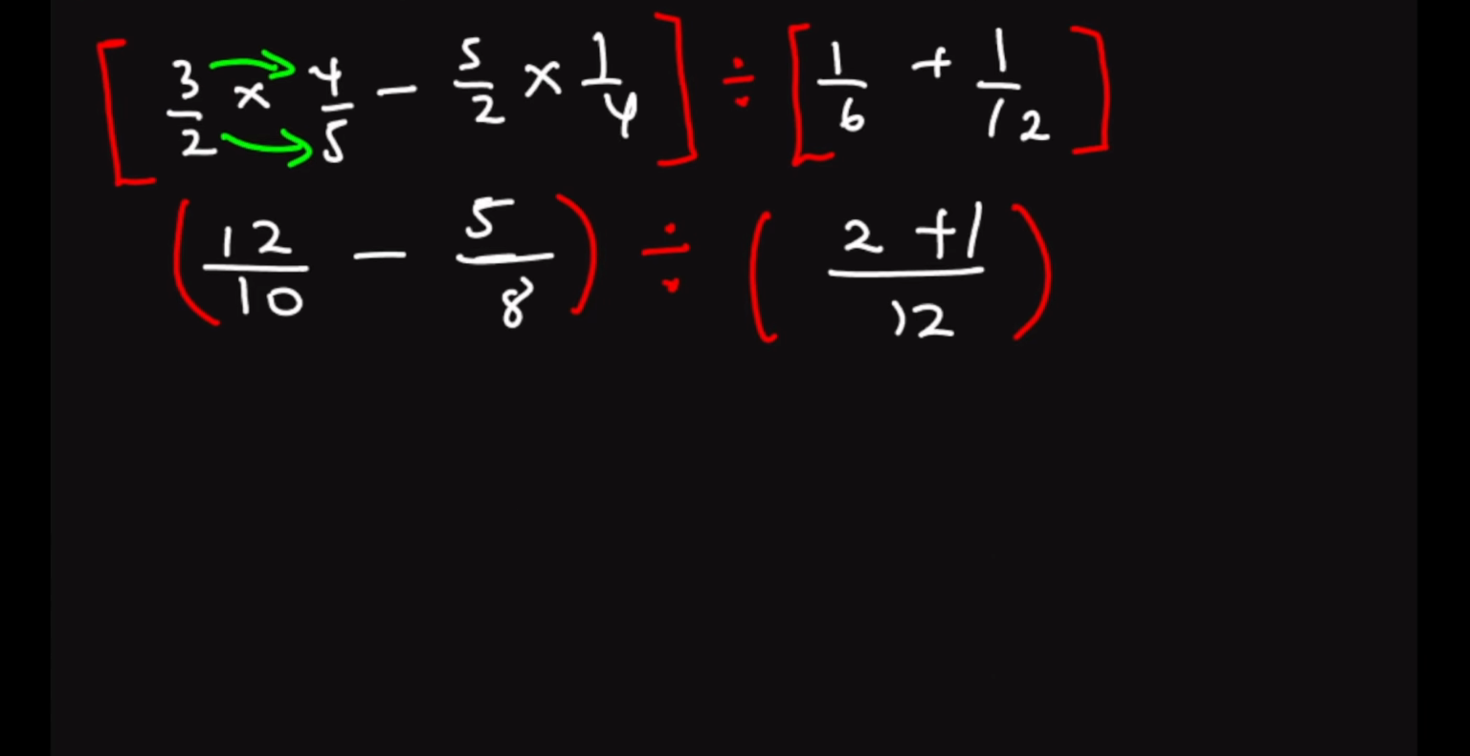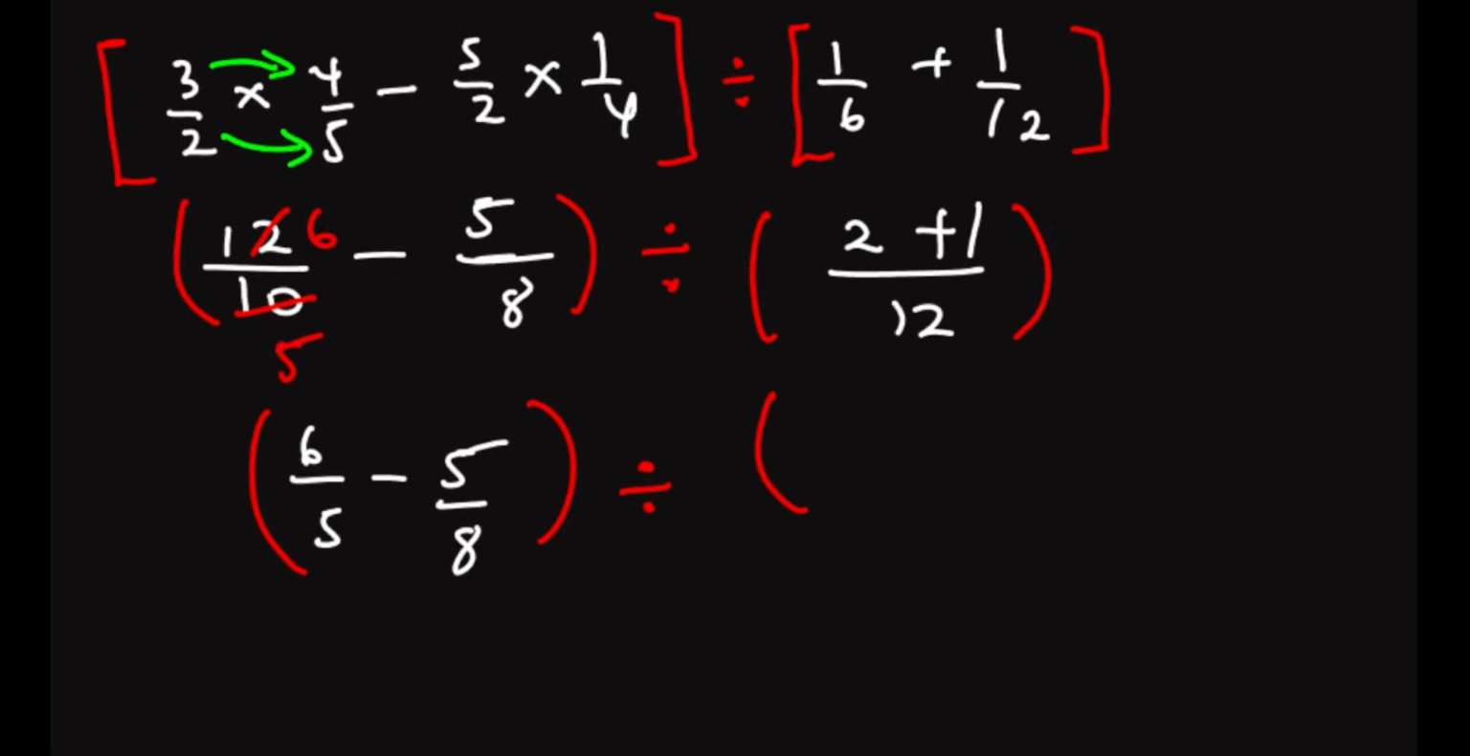So here we are going to have, first of all, before we continue, you can cancel this 12 and this 10. Okay, so 2 goes here 6 times and goes here 5 times. So at the end of the day we are going to have 6 over 5 minus 5 over 8. And then we just close the brackets, all divided by 3 over 12. Then we close the brackets as well.